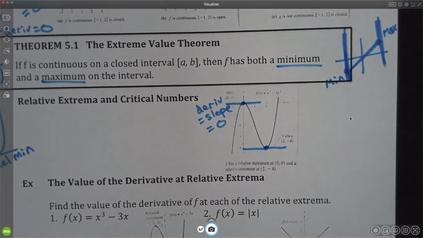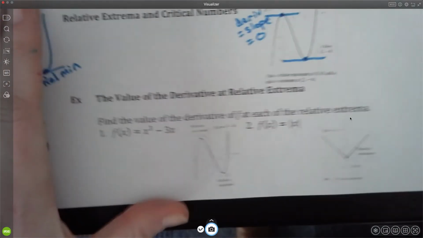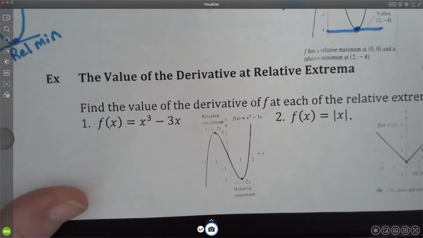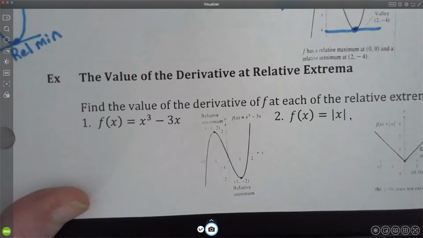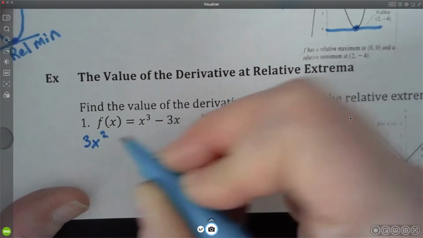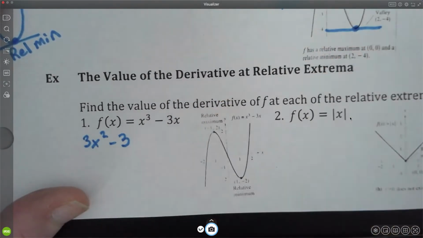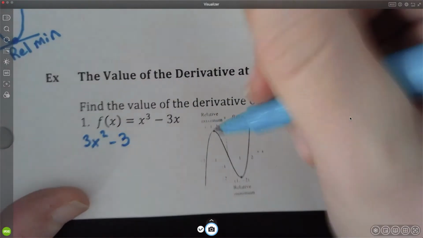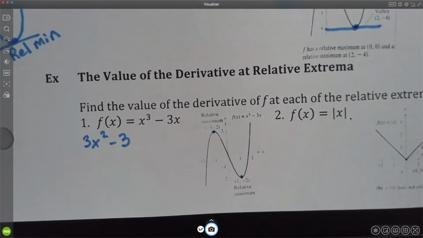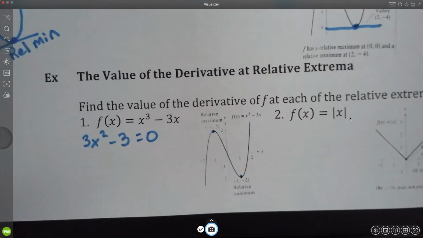Find the value of the derivative of each at the relative extremum. Okay, so they give us the graph on number 1. They will not on your homework assignment, but just to validate how this works, I went ahead and put the graph on there. So if we take the derivative of this, it will be 3x squared minus 3. If we want to find the high and low points, these two right here, assuming we don't already know where they're located, because you can see it on the graph, we would set this equal to 0. To find the high and low points, we set the derivative equal to 0. Okay? And then just solve for x.